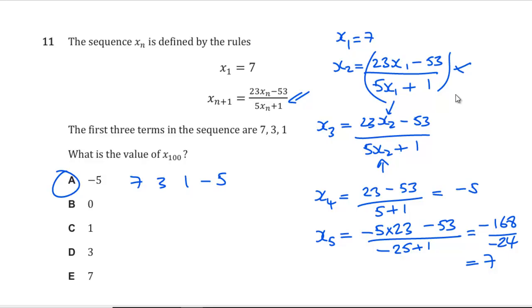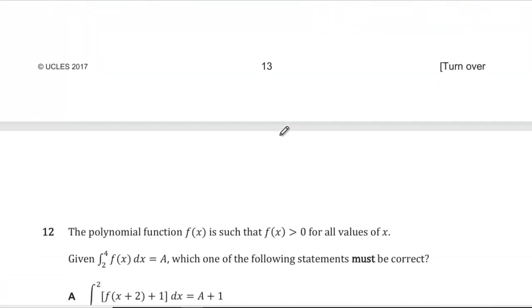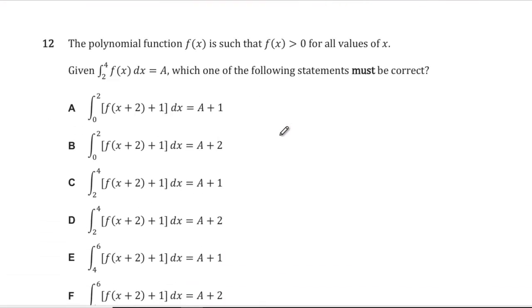Okay, that was a fiddly sort of one. But if in doubt with series, you just look at them and see what's going on. Just keep bringing out numbers until something spots as a pattern.